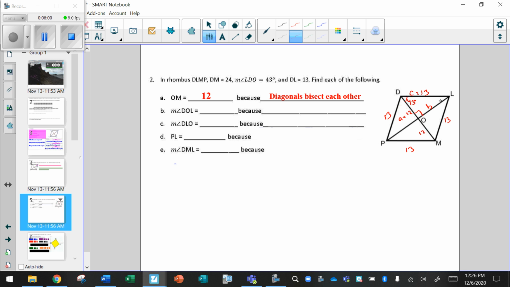If angle DOL is 90, because perpendicular lines make 90-degree angles, and in a rhombus, the diagonals are perpendicular. With angle DLO 43, and that's 90, that means we can get our other angle, angle DLO, by triangle angle sum theorem. So we do 180 minus 90 minus 43, leaves us with 47 degrees. So now, pause if you need to, do Pythagorean theorem to find the length of OL, and then we can double it to get the full length of PL.